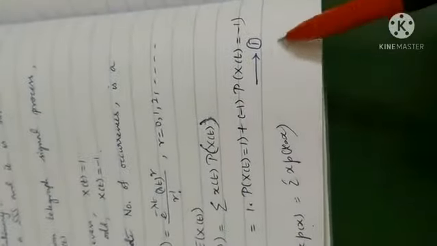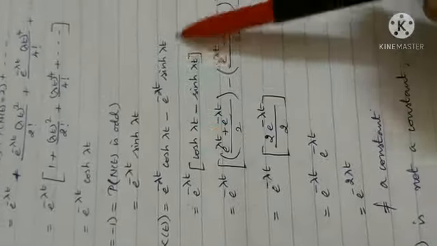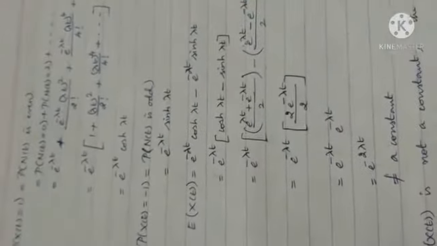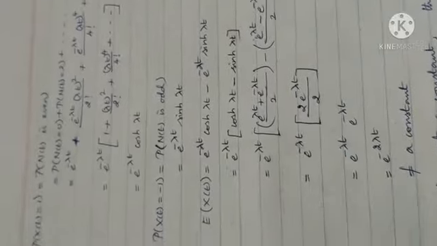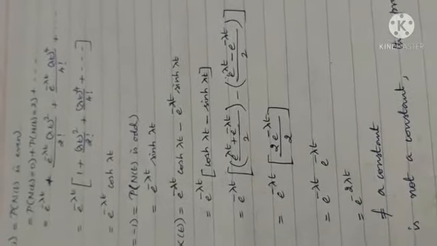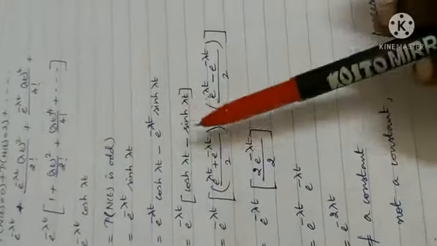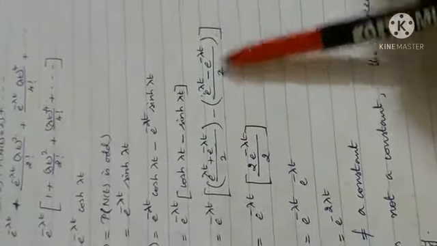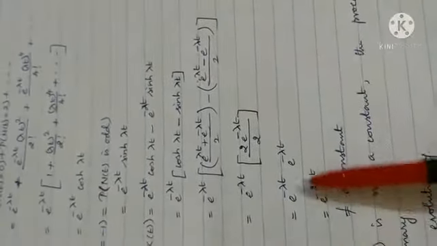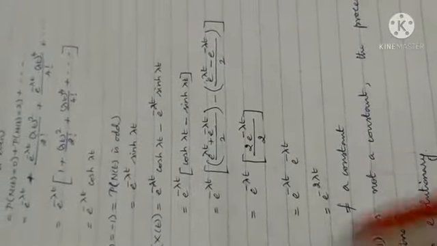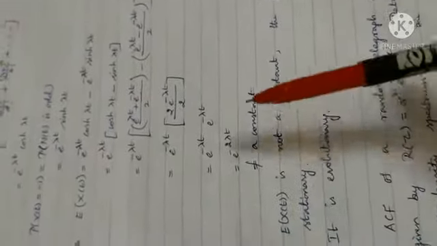Let us substitute these two answers in our first equation and see what the answer of E[X(t)] is. If it is constant, we proceed. If it is a function of time, we stop. Let us take e to the power minus lambda t common: cosh lambda t minus sinh lambda t. We know the cosh theta and sinh theta formulas. Cosh theta is e to the power theta plus e to the power minus theta, whole divided by 2; sinh theta is e to the power theta minus e to the power minus theta, whole divided by 2. Simplify: when bases are the same, we add powers. The answer is a function of time, which is not a constant.